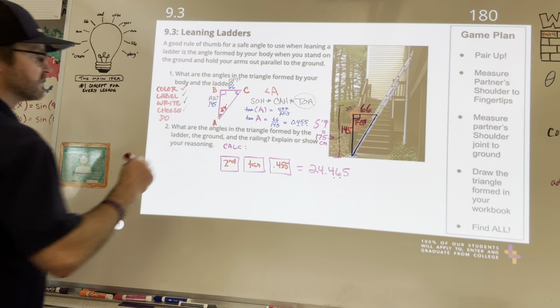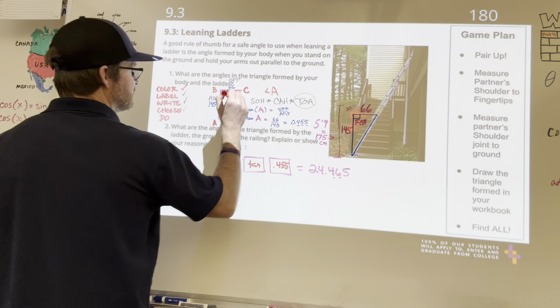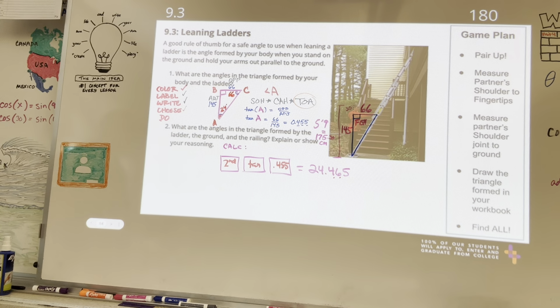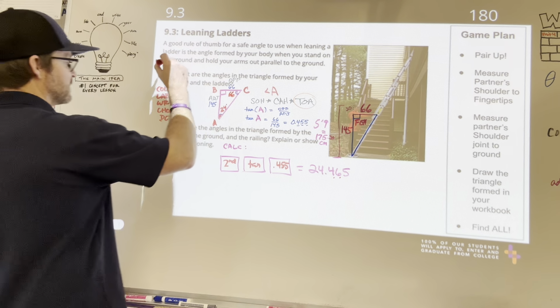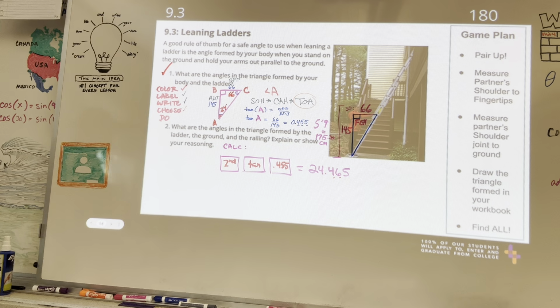$66. 66. So that's coincidental. 266s. And that answers it. Those are the angles in the triangle formed by your body and the ladder, so you check that off.